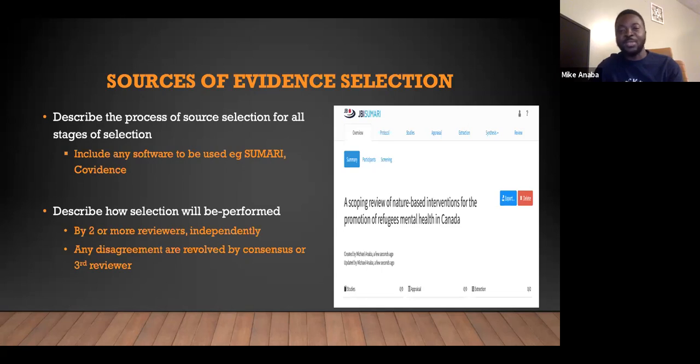You see in the picture there is a JBI software. It's called SUMARI, and it's a web-based platform where you can start working from your protocol to the review itself. Look at those tabs there. You see there's a protocol tab, there are status tabs, and then there are participants, and you can share with your co-reviewers what you're working on, and everybody has access to what you're doing and is able to review and make comments.